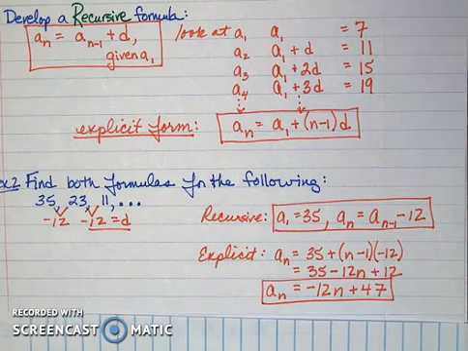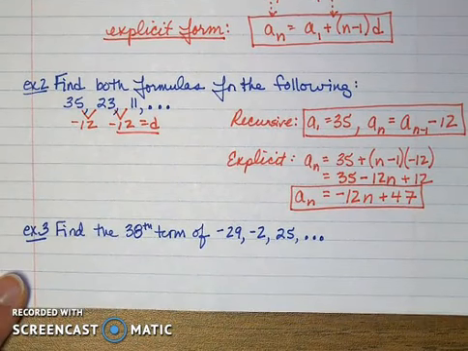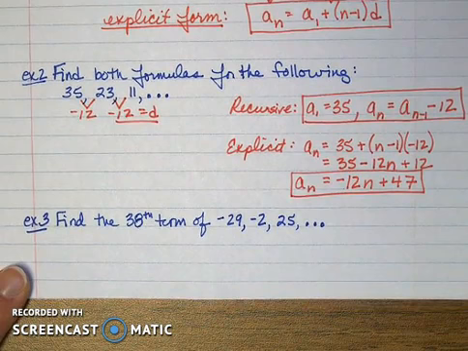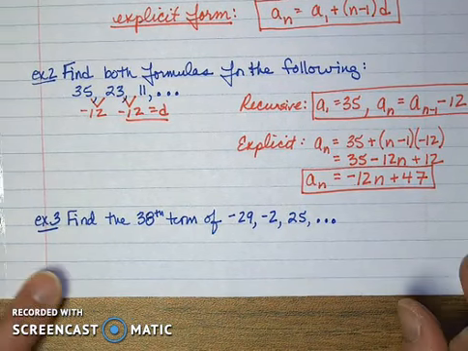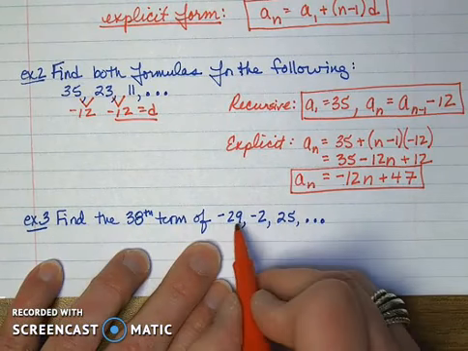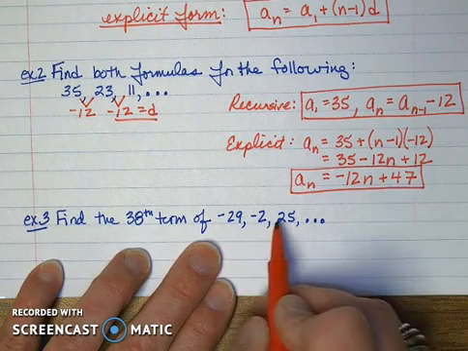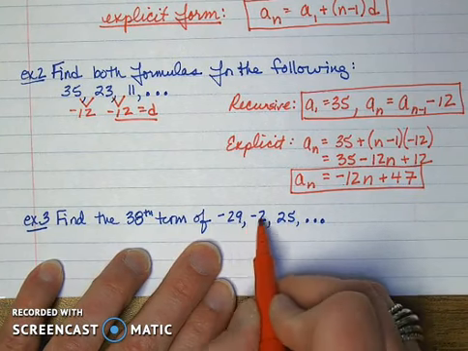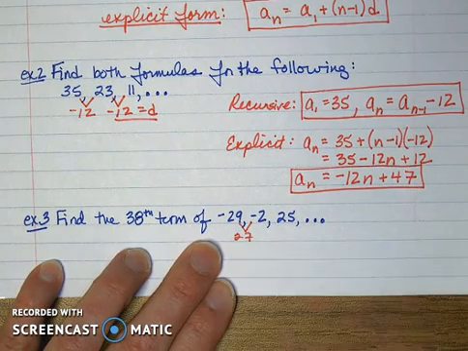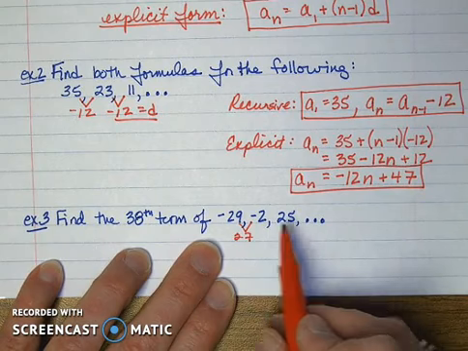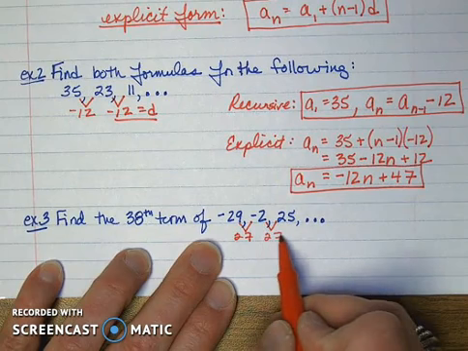All right, let's try one where we're finding a specific term. So if I want to find the 38th term of the given sequence, I first need to calculate the d again. So let's look at each term. No, this one's increasing, I'm sorry. Negative 29 to negative 2. That has a difference of 27. And if I go negative 2 to 25, that also has a difference of 27. So that is our d.